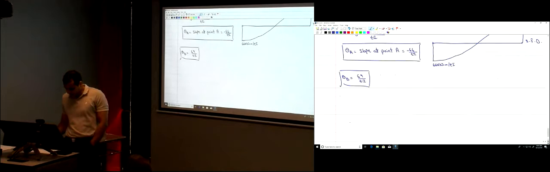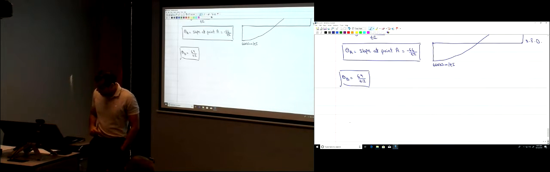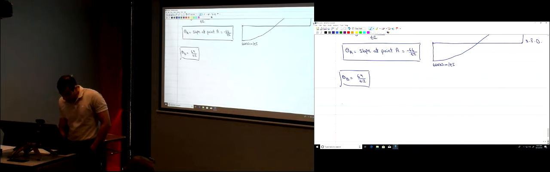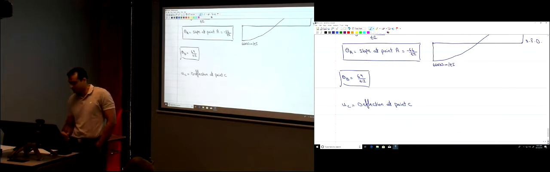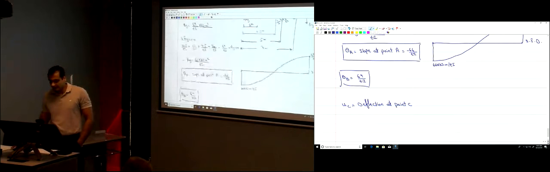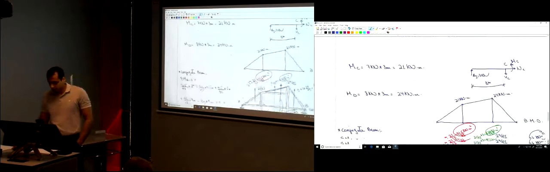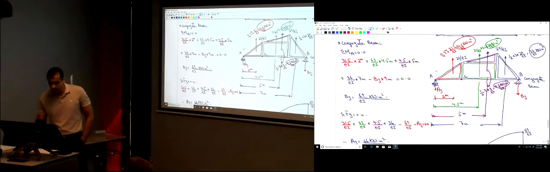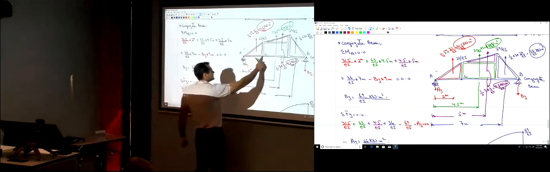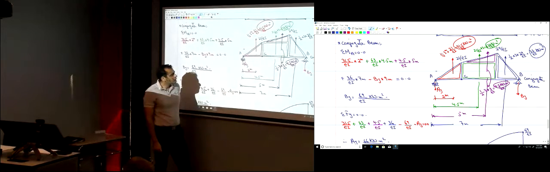Now we want to find the rotation, okay, at point C. The deflection at point C. Let's give this the notation U. This is the deflection at point C, okay? How to find the deflection at point C? It's the moment at point C. We want to find the moment at point C on the conjugate beam, not on the real beam, on the conjugate beam. How would you find the moment at point C? How to find the moment at any point?